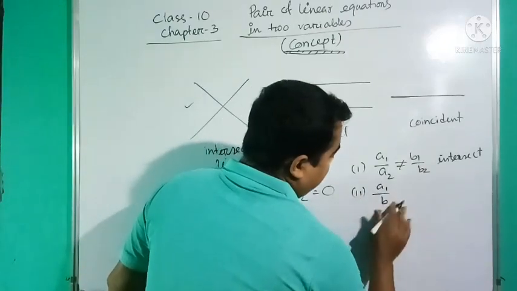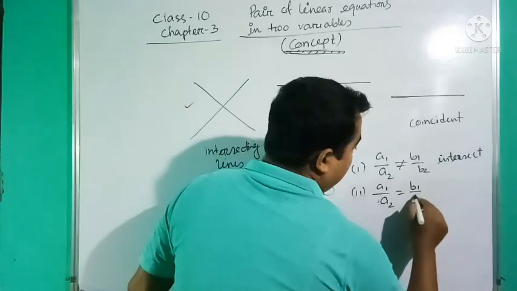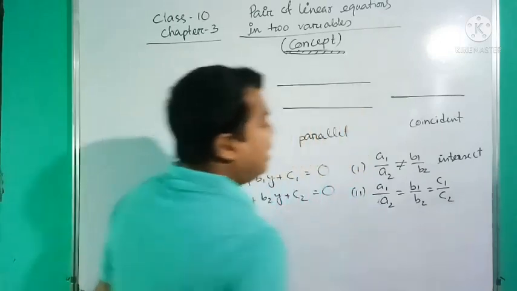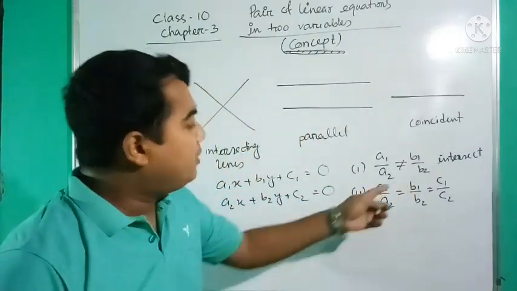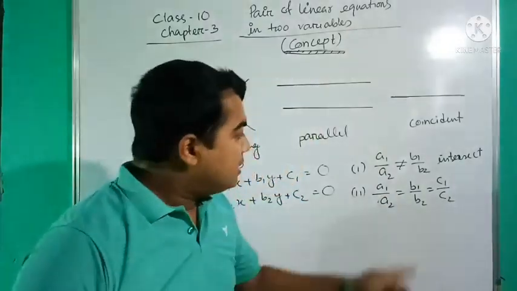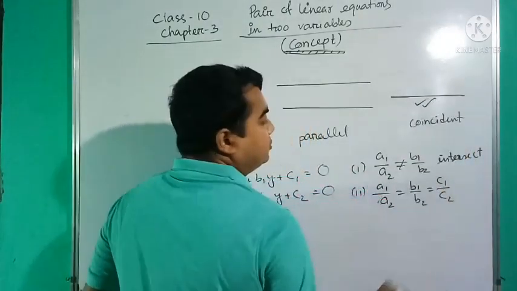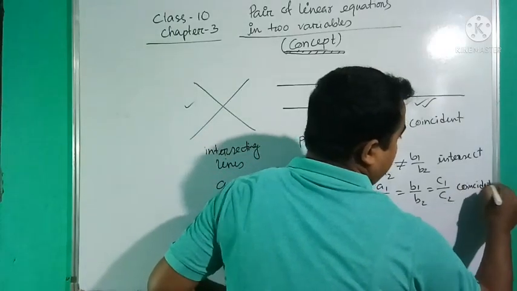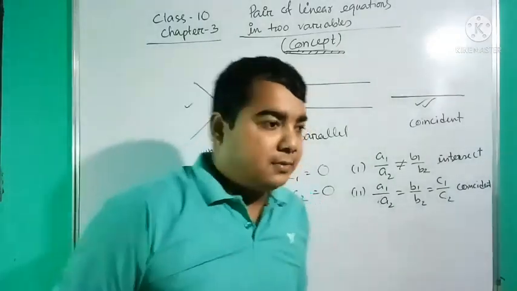Next, condition number 2: if a1 by a2 equals b1 by b2 equals c1 by c2. That means the a1 by a2 answer is equal to the b1 by b2 answer and equal to c1 by c2. Then they are coincident. Both lines are coincident, meaning one on the other.